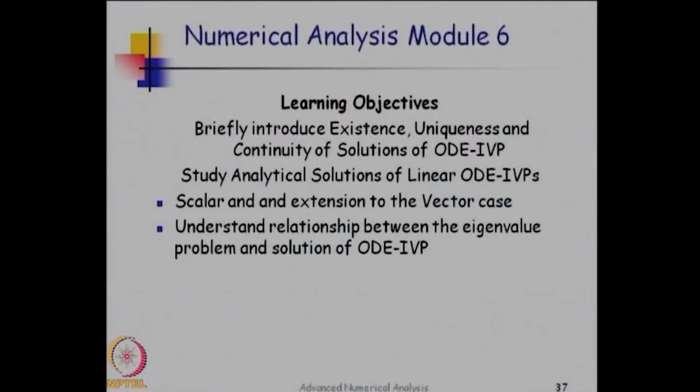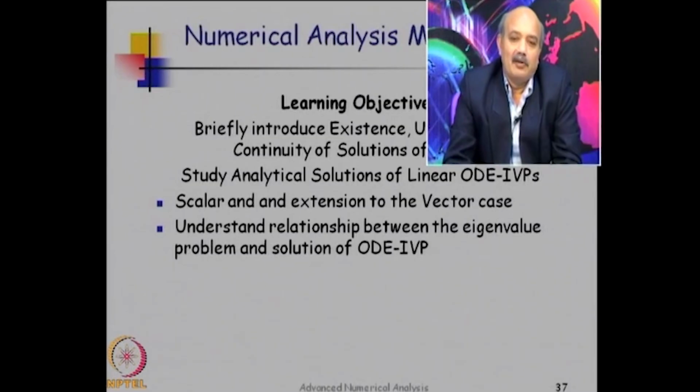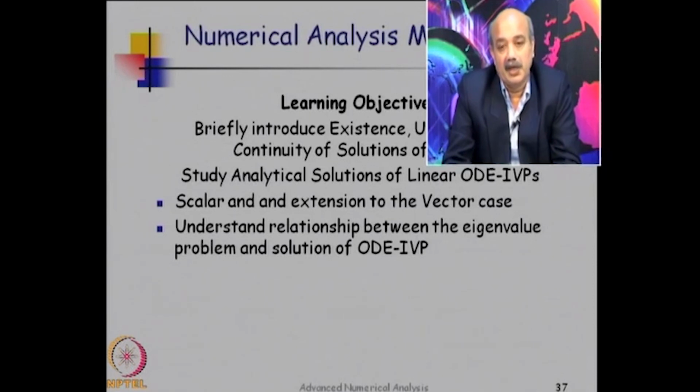So, I will start with a scalar equation, move on to vector equations, and then what is critical here is that I want to relate. So, what are these kind of equations? I am going to look at dx by dt is equal to Ax, where A is a matrix, and then I want to understand the relationship between the eigenvalues of matrix A and the analytical solution of this differential equation dx by dt is equal to Ax.